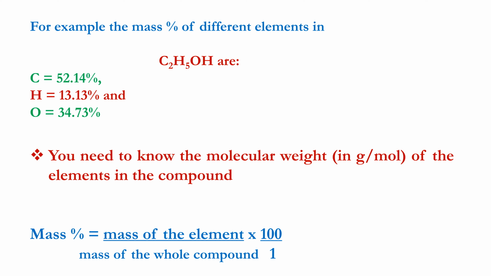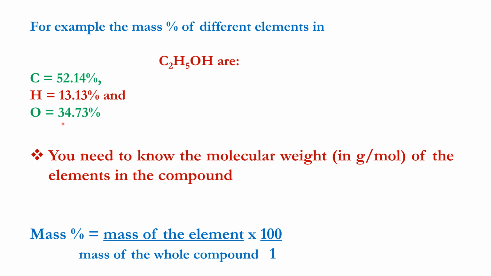For example, the mass percent of different elements in ethanol are, this is ethanol, carbon 52.14%, hydrogen 13.13%, oxygen 34.73%. So mass percent tells us that the mass percent of carbon in ethanol is 52.14, the mass percent of hydrogen in ethanol is 13.13, and the mass percent of oxygen in ethanol is 34.73.